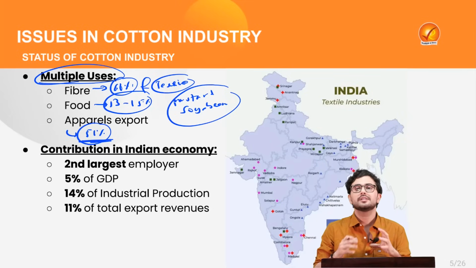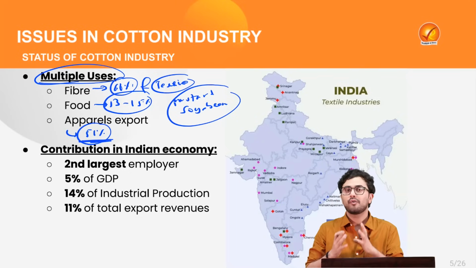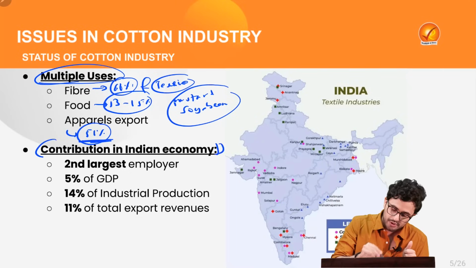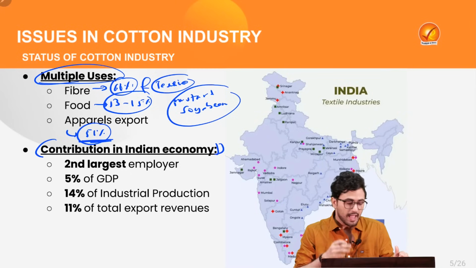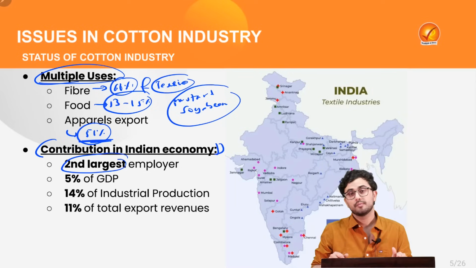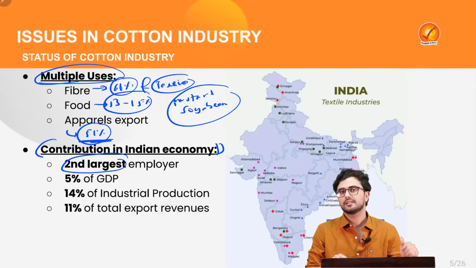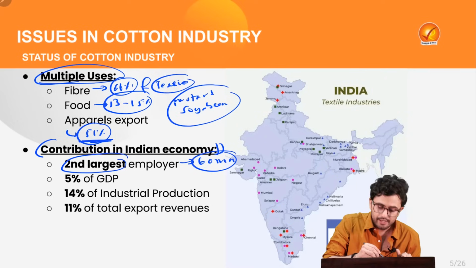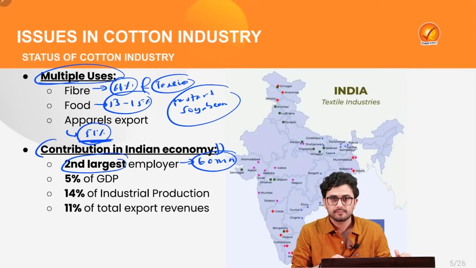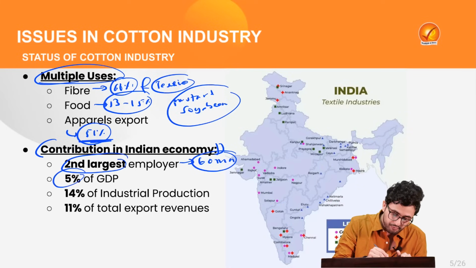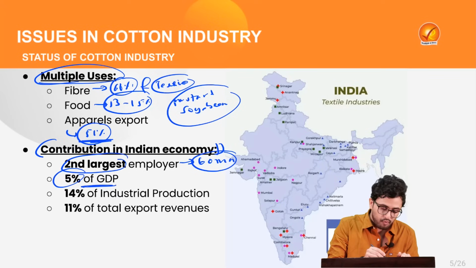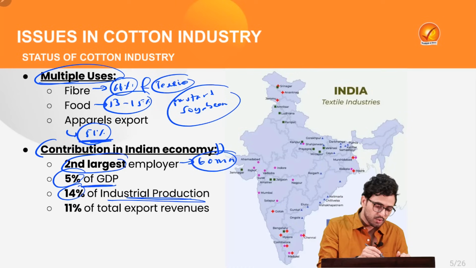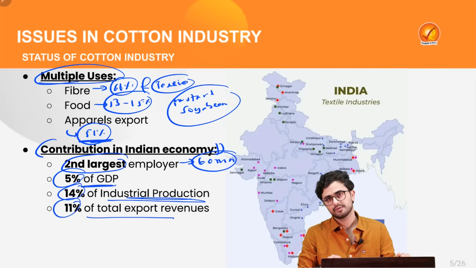Thus, the cotton is termed as white gold for its various economic uses, making a significant contribution to our Indian economy. As it is the second largest employer after the agriculture sector, providing jobs directly and indirectly to 60 million people. At the same time, it contributes to 5% of our GDP, 14% of our industrial production, as well as 11% of our total export revenues.